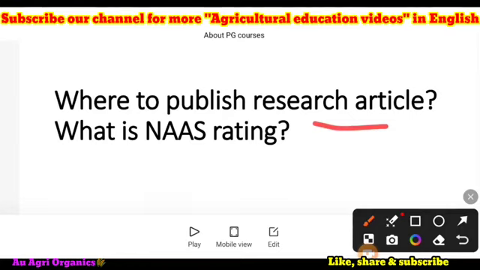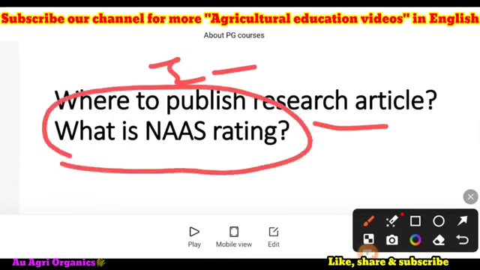So there will be many journals, Indian journals, international journals, like that many journals are there. You can publish the articles in any of those journals, and it depends on the value of your article. How you have conducted the research, everything matters. A minimum NAS rating of 6 is required.